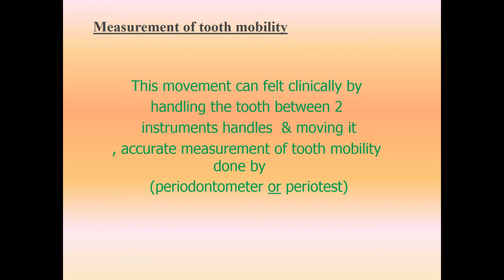And now, how can we measure the tooth mobility? The movement of the tooth can be measured simply by the handles of two instruments, and we can measure the tooth mobility in the horizontal direction. Another method for measurement of the tooth mobility is a device called a periodontometer.